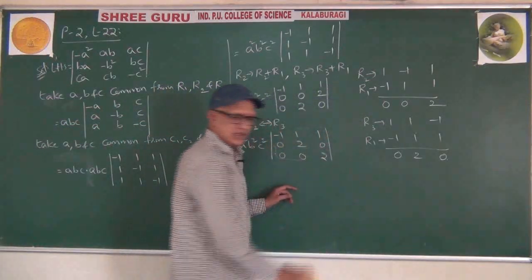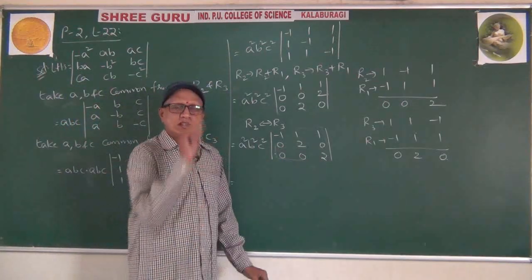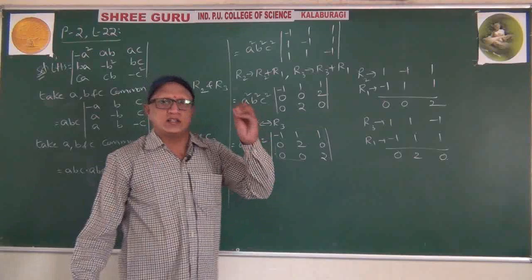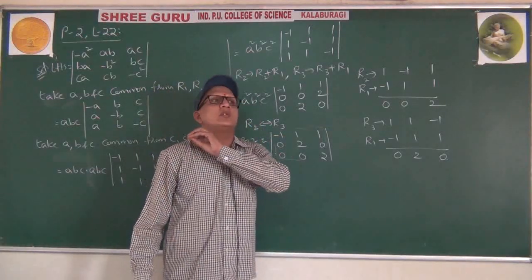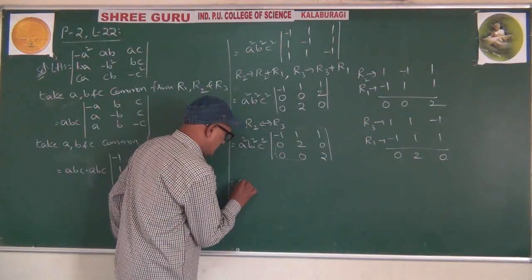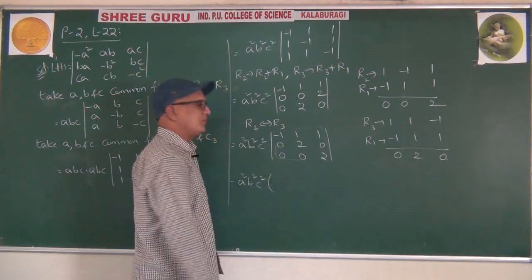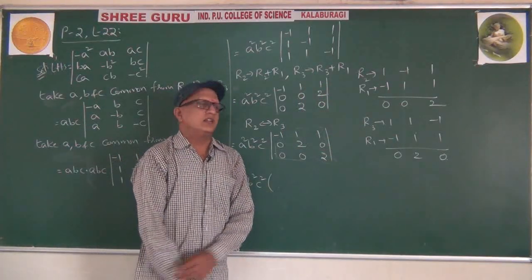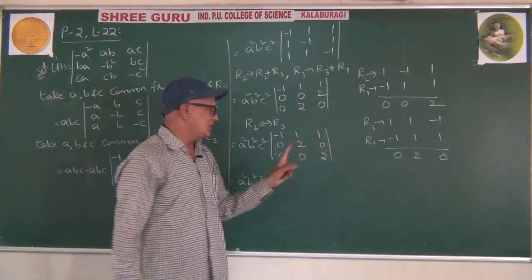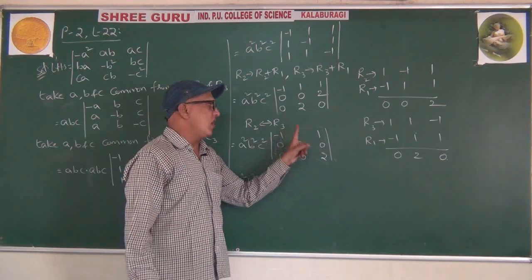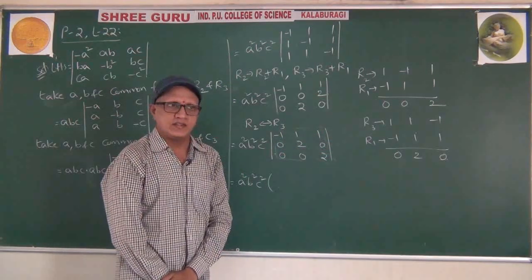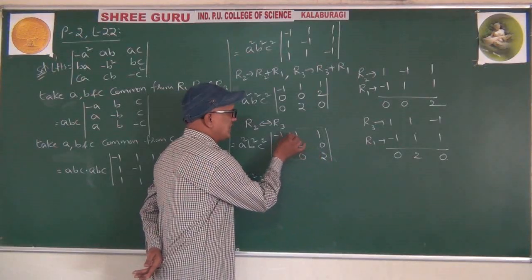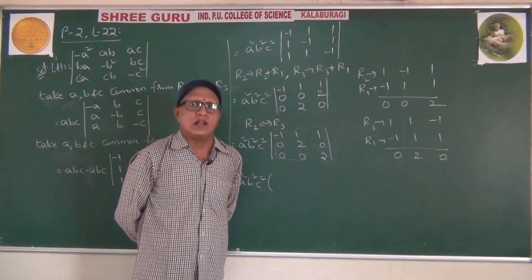Either in the shape of L, or otherwise in the shape of 7, if you find 3 zeros, then you no need to expand the determinant, you can multiply the principal diagonal elements. Once again, if you find 3 zeros in the shape of L or in the shape of 7, then you no need to expand the determinant. Directly you can multiply the principal diagonal elements.